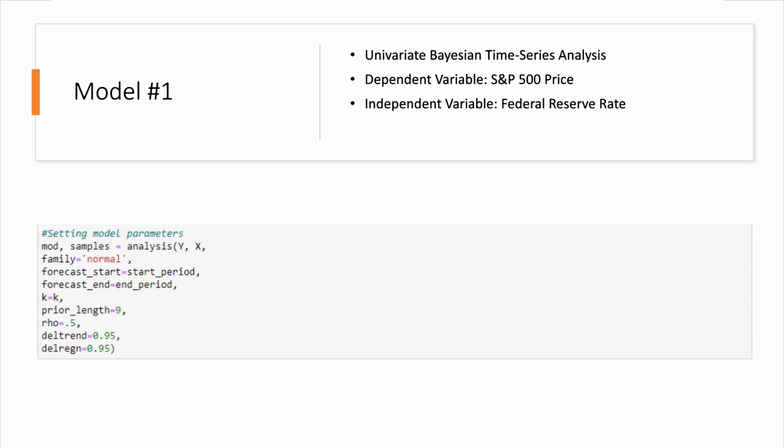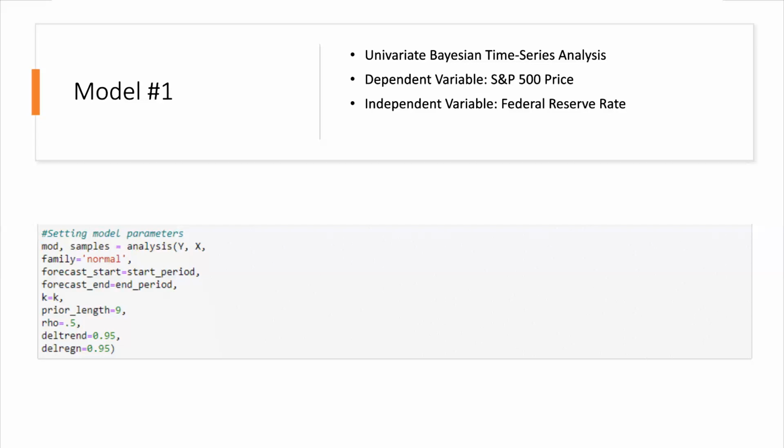Forecast start and end period, which are the beginning of the data set and the end of the data set. K is the number of periods we look ahead in the model, and the prior length is the number of periods that we look behind in the model to predict that number of periods ahead. In this case, K was 1, so we're predicting 1 period ahead using the previous 9 values from the model.